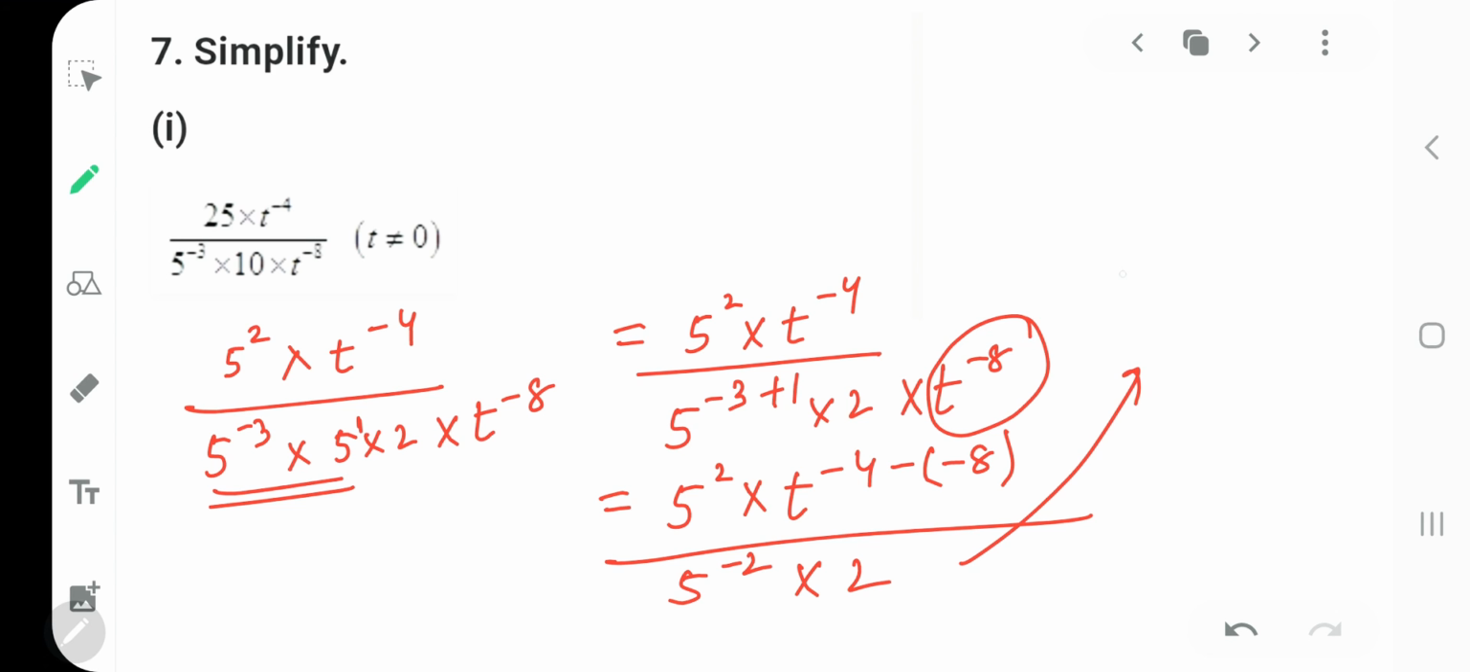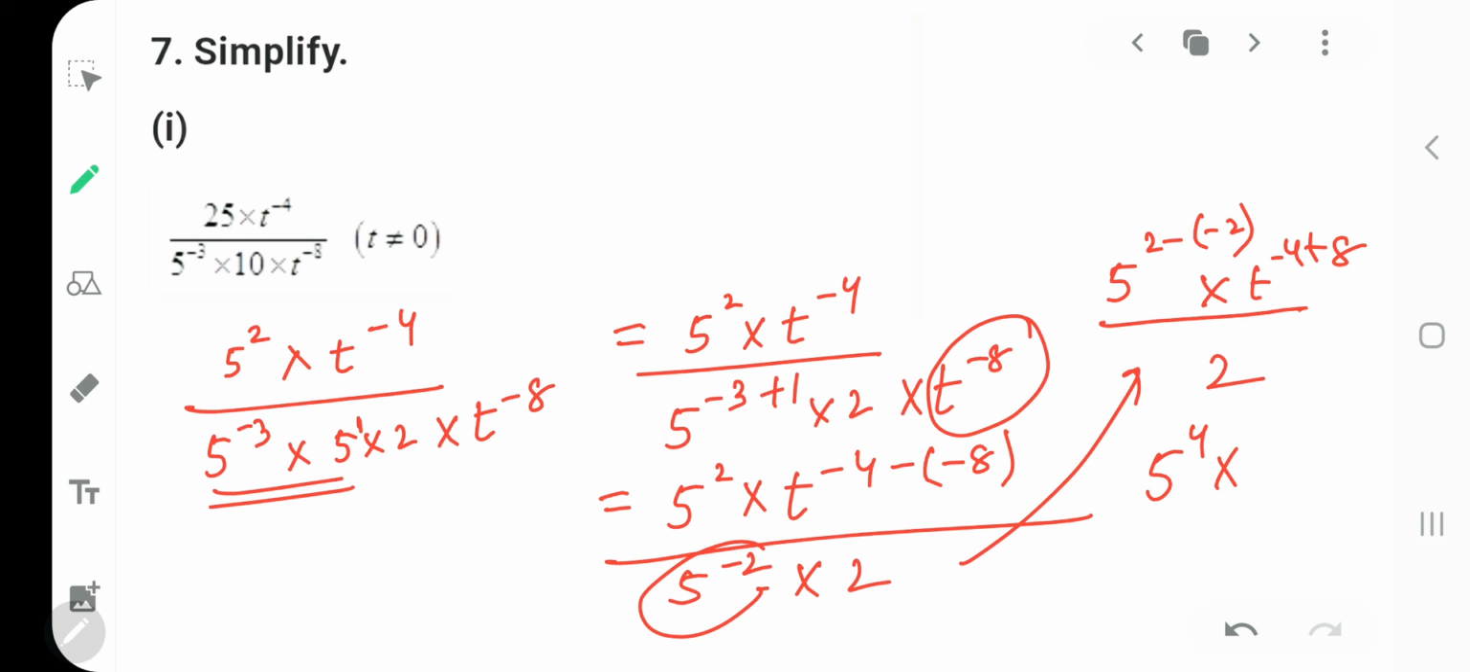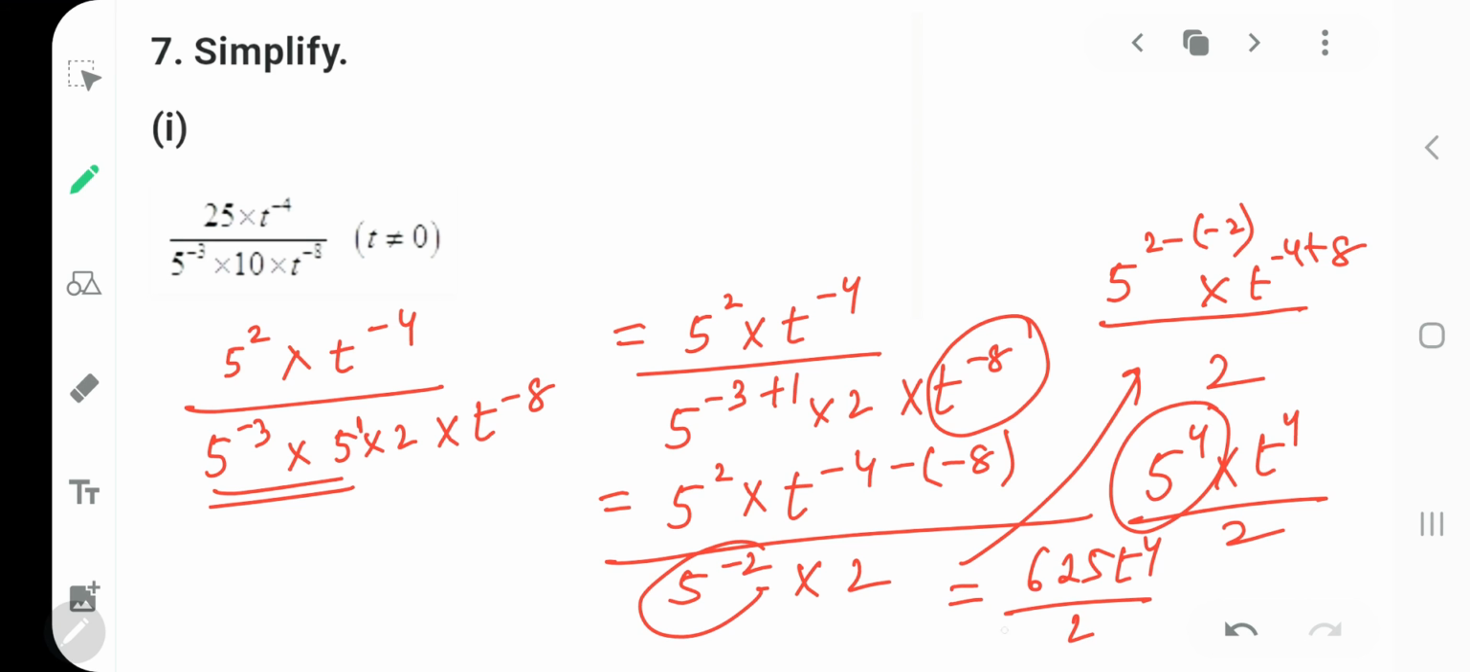Yes. Further we will do 5 raised to 2 minus minus 2. Down it will be 2 here. So this is taken up. And t raised to minus 4 plus 8. So the answer will be 5 raised to 4 into t raised to 4 upon 2. Yes, my dear kids, you have to open this 5 for 4 times. That will be 625. T raised to 4 upon 2 will be your final answer. Am I clear with this?